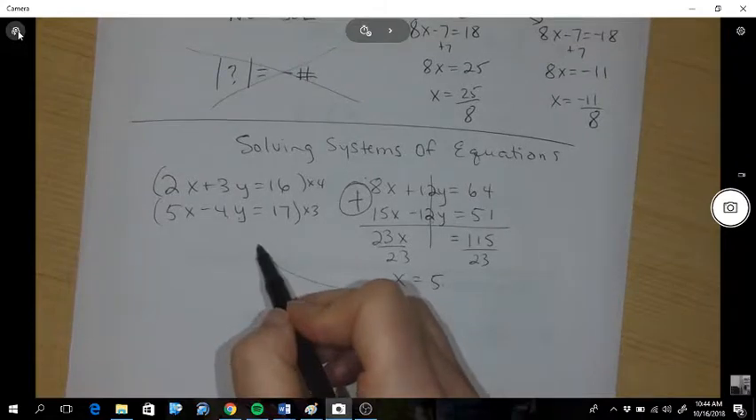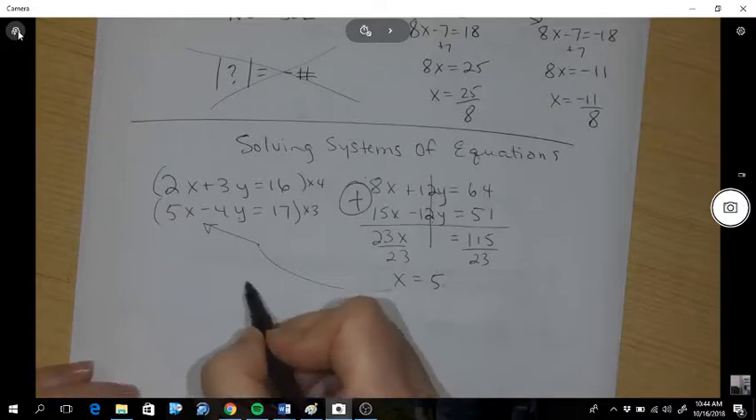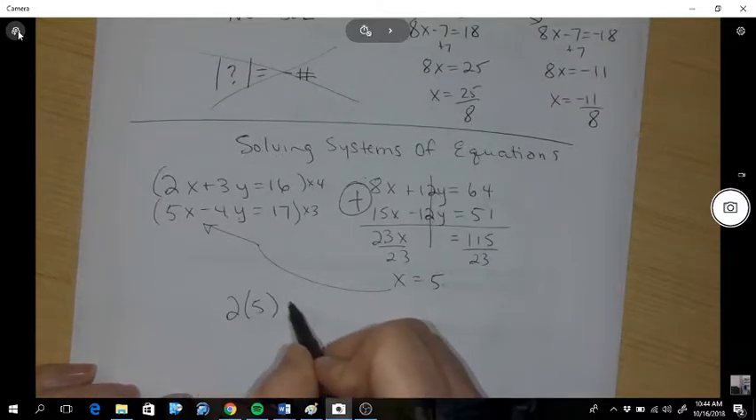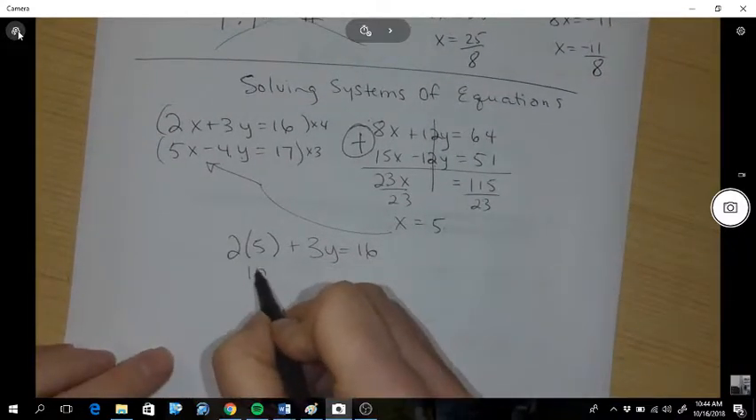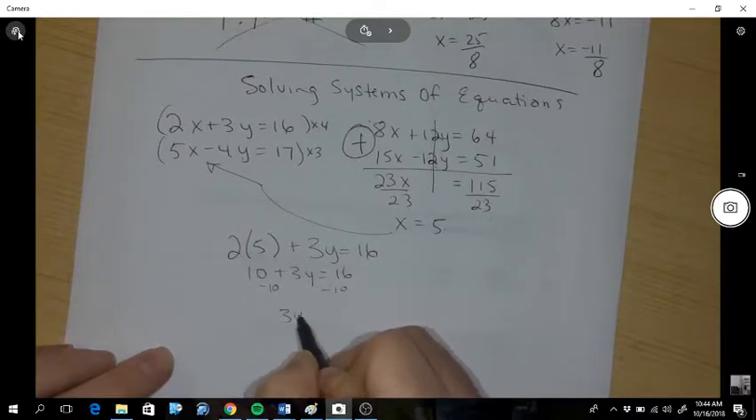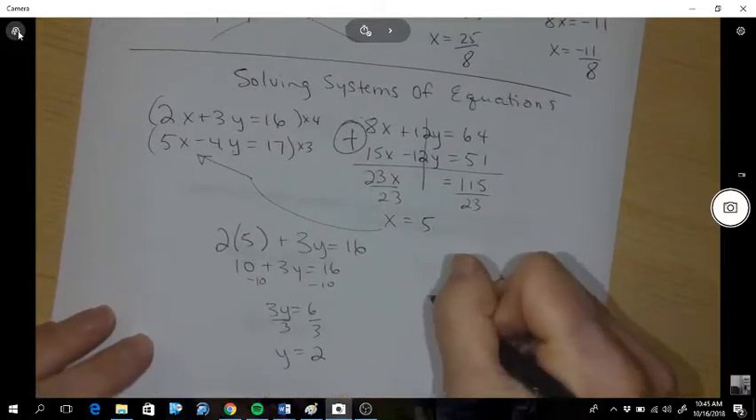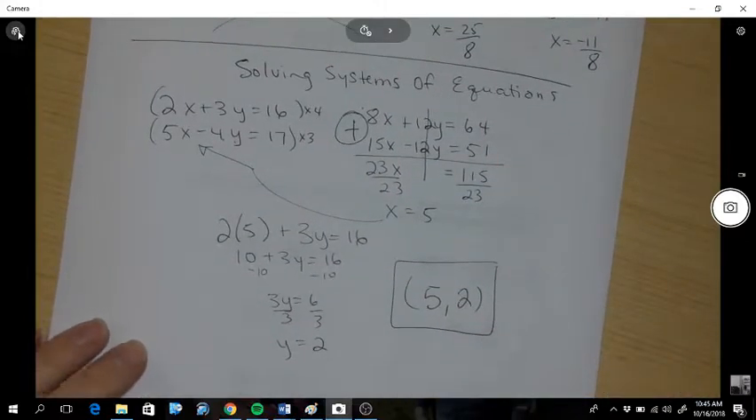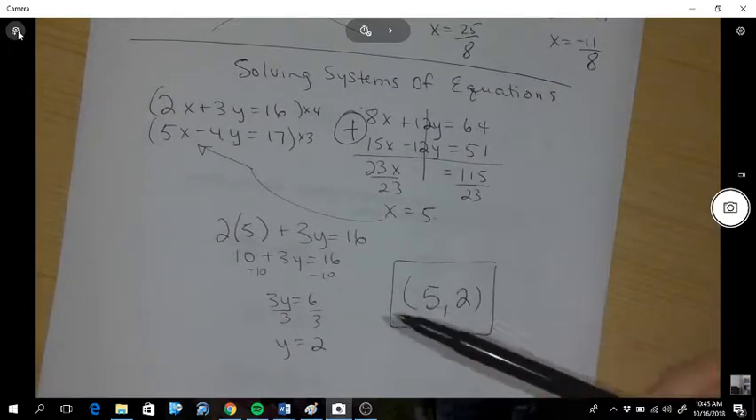Now what do I do with this x value? I plug it in for either this equation or that equation, doesn't matter, and solve. So first equation, 2, and now I replace the x, plus 3y equals 16, 10 plus 3y equals 16, subtract off the 10, divide by 3, and y equals 2. So my solution is 5, 2.